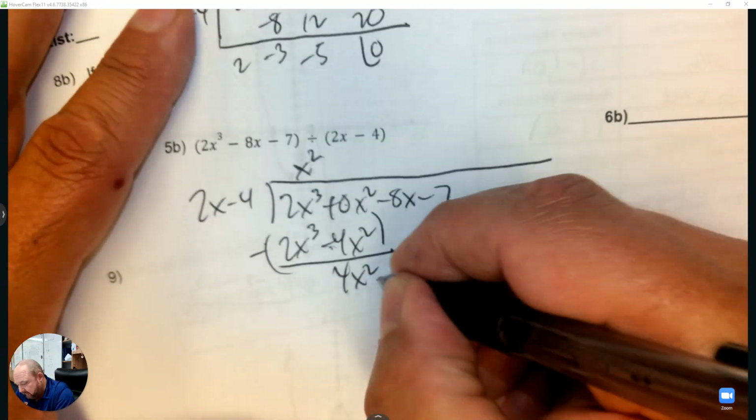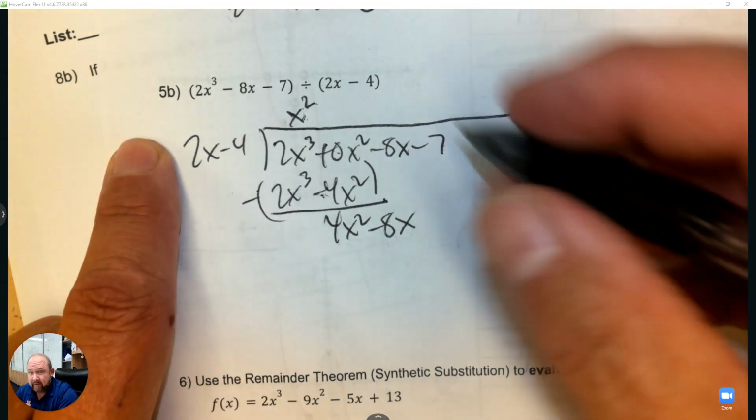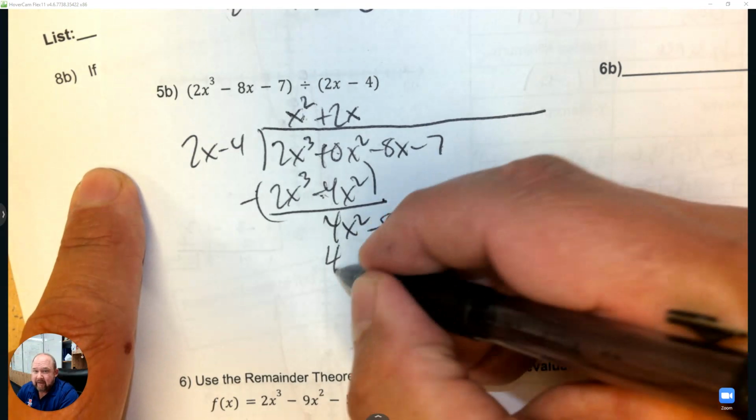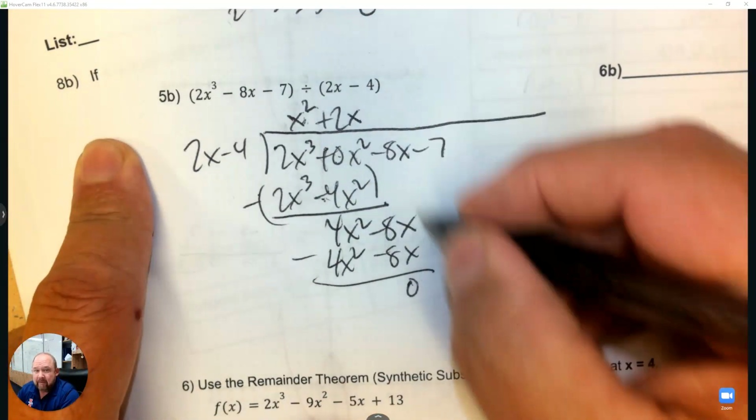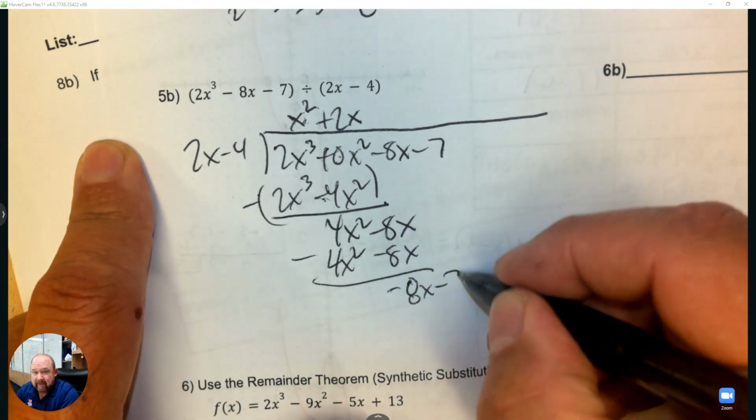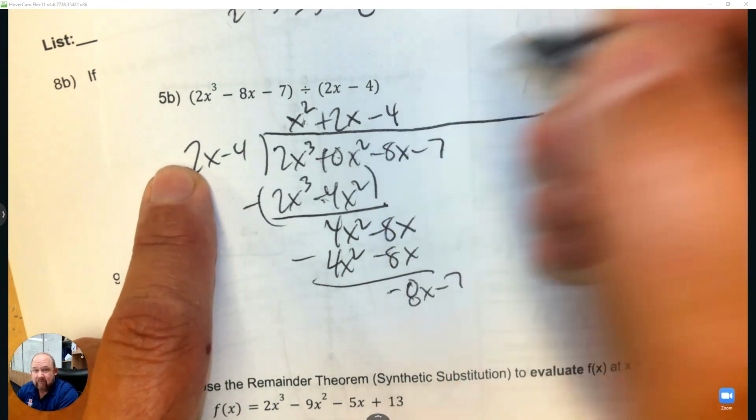And then bring down the next term. And then again, divide the first term and the first term. 4 divided by 2. Subtract the exponents and then multiply. And you get 4x squared minus 8x. That's no remainder. Bring down negative 8x. You can bring down 7 too. First term and first term divide. That's negative 4.